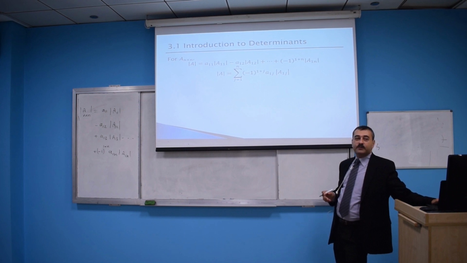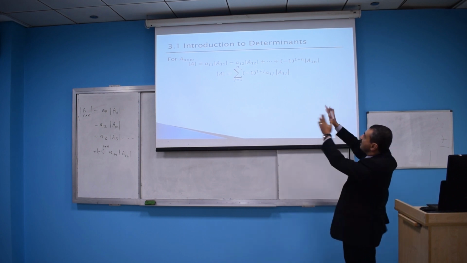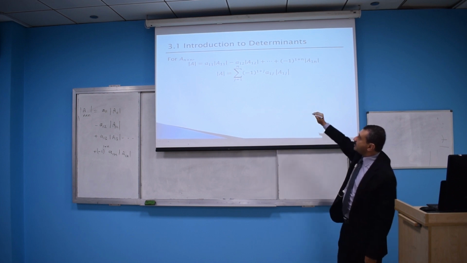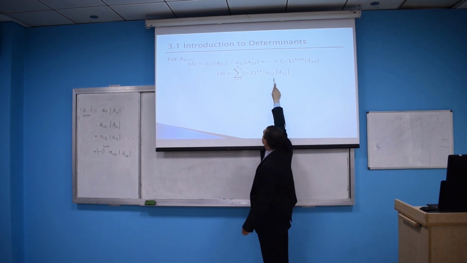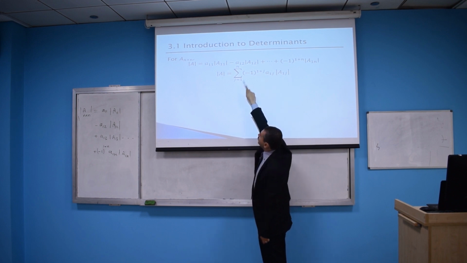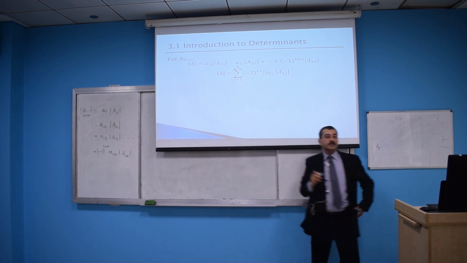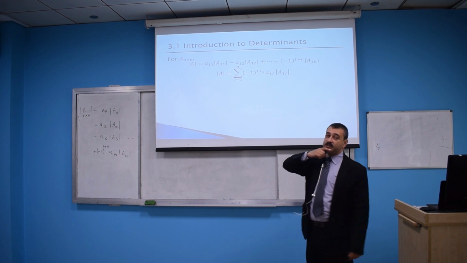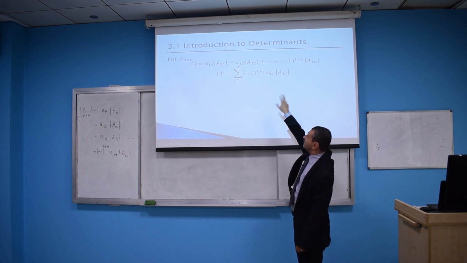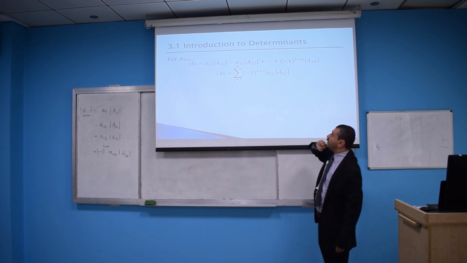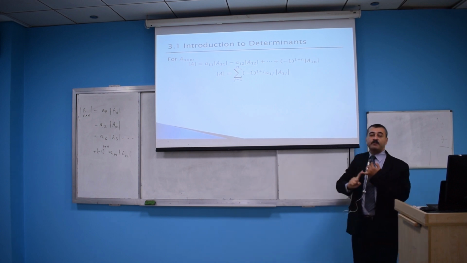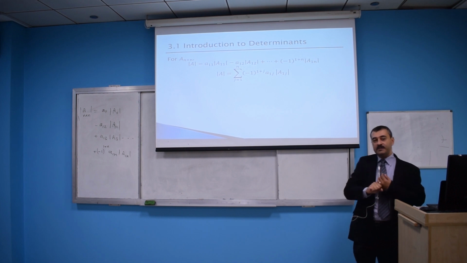Do you like the compact forms? I can write these in summation form: summation of -1 power 1 plus j, a1j minor a1j, j from 1 to n. So in compact form, you can write the determinant as the expansion: summation -1 power 1 plus j, a1j minor a1j. Here I'm using the first row to expand the determinant.